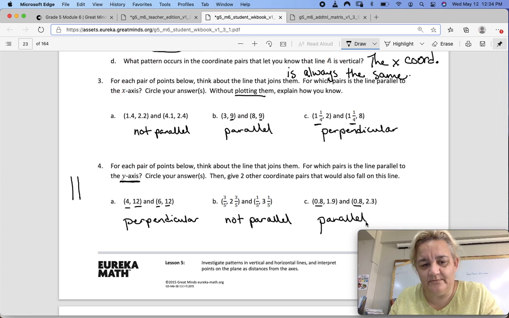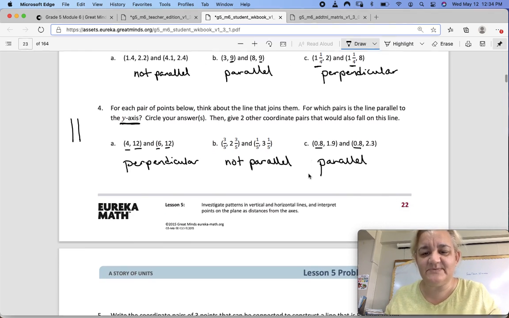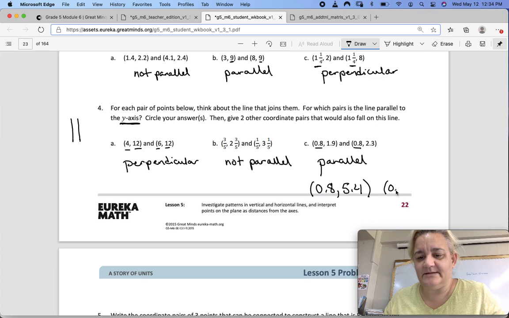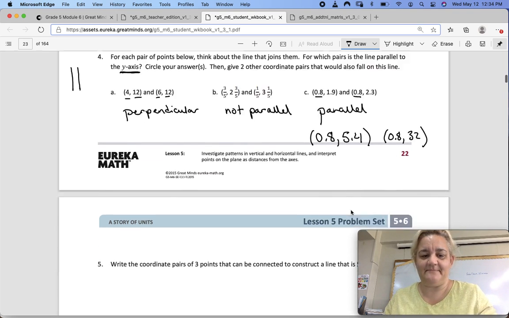Goes up and down. Okay, so then give two other coordinate pairs that would also fall on this line. So this is the one. We can give any coordinates we want as long as the x coordinate is 0.8. So if you want to go 5.4, that's going to be on the same line, or 0.08 and 32, still going to be on the same line, as long as the x-coordinate is the same.